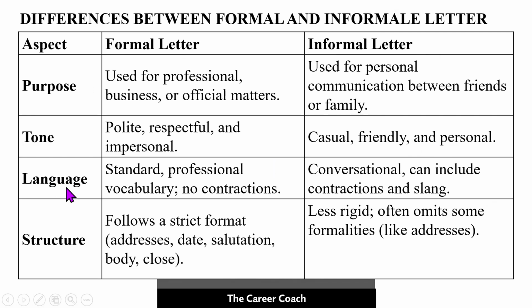With regards to the aspect of language, formal letters take standard professional vocabulary, with no contractions. Informal letters are conversational. They can include contractions and slang. With regards to structure, formal letters follow a strict format. After the address comes the date, followed by the salutation, the body, and lastly the complimentary close. Informal letters are less rigid. They often omit some formalities like addresses.